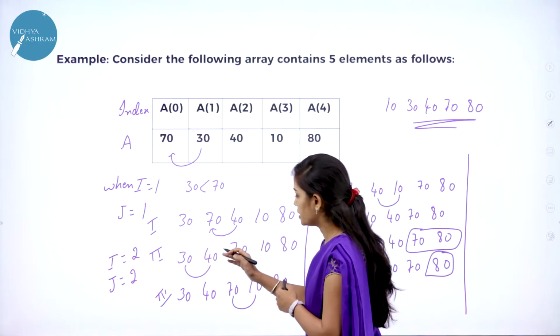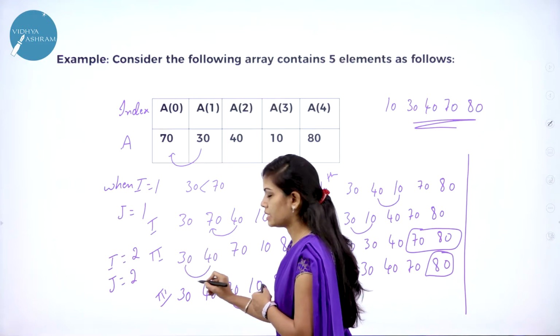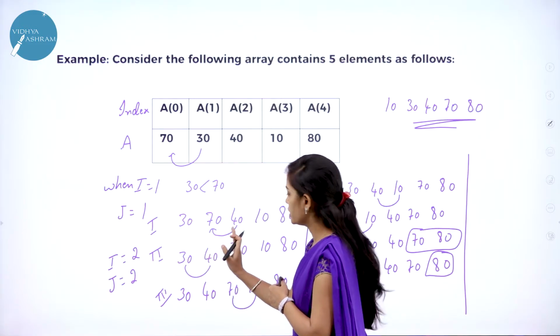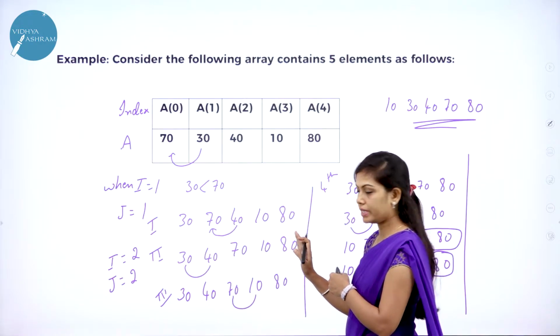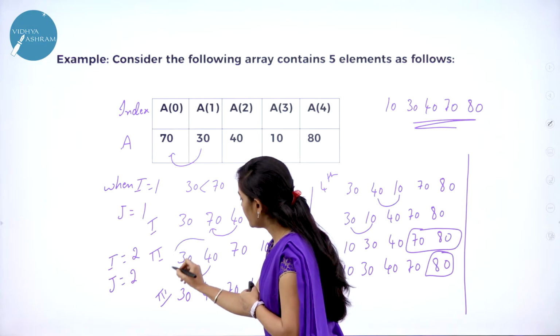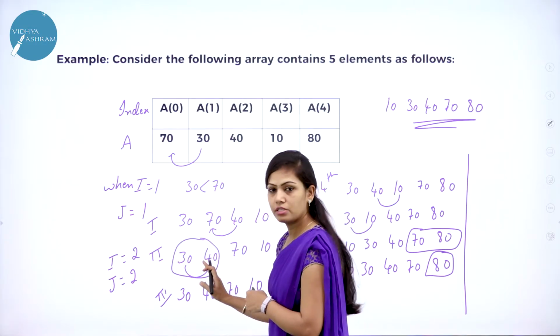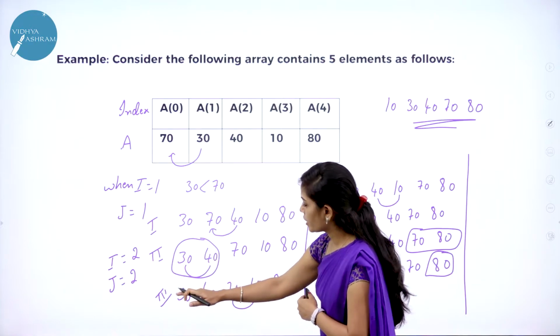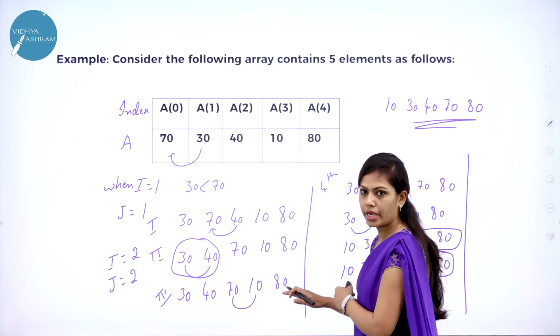And again in the next iteration, you just compare these two elements, 30 with 40. These two are sorted elements and these are unsorted elements. Again you compare these two elements, 30 and 40. Is there any change? No changes happened. So you can write this: 30, 40, 70, 10 and 80.